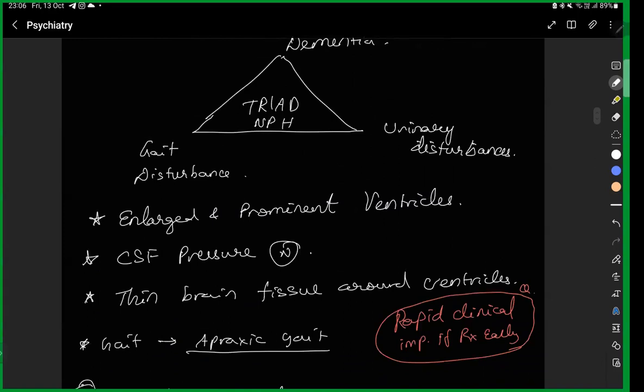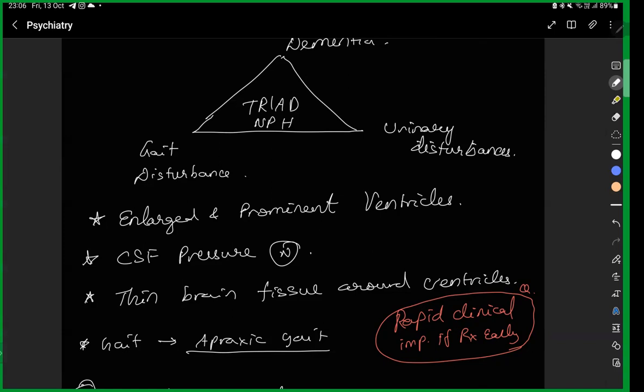CSF pressure will be normal. Thin brain tissue will be there around your ventricles. And gait in this condition is going to be an apraxic gait. Rapid clinical intervention is necessary. If you diagnose early, you can rapidly reverse the changes back to normal. So that is your normal pressure hydrocephalus.